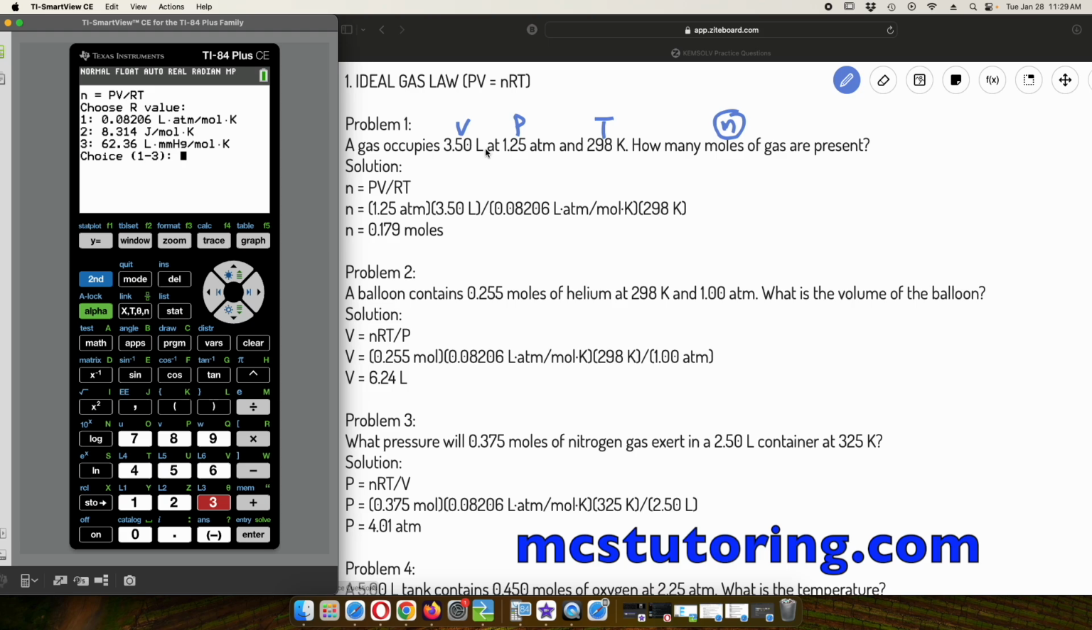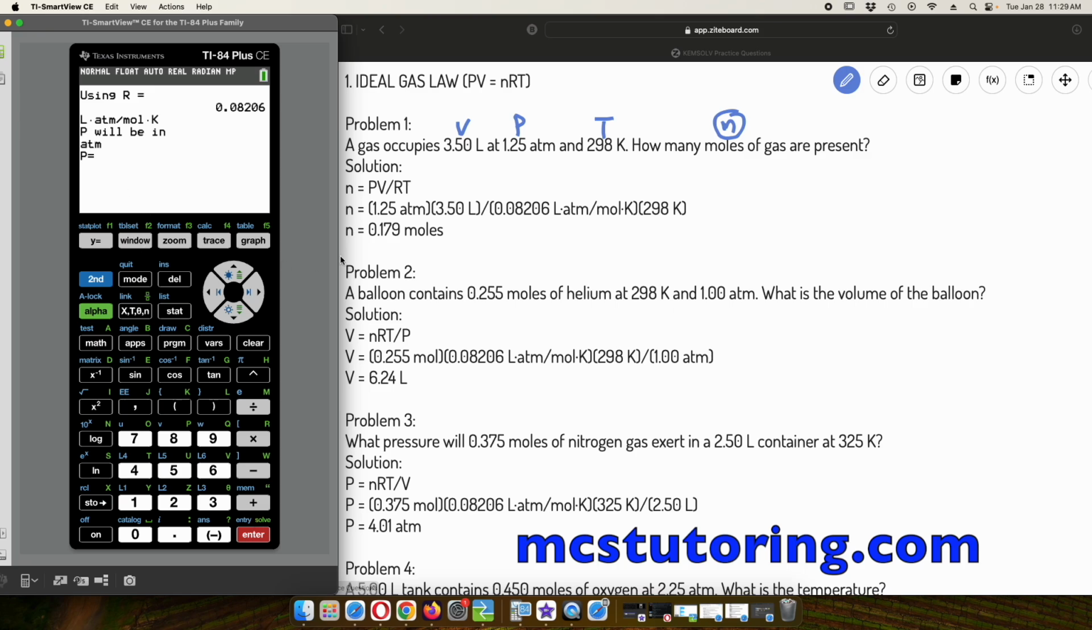Now here's the thing. We're given liters, atm, and Kelvin, so that looks like option 1. We're going to choose option 1, which is 0.08206 liters atmosphere divided by moles times Kelvin. If you're more familiar with this, go ahead and fast forward through a lot of my explanations if you just want to see how this works through problems. But if you're unfamiliar with chemistry, like a lot of us are, these little details will help you out.